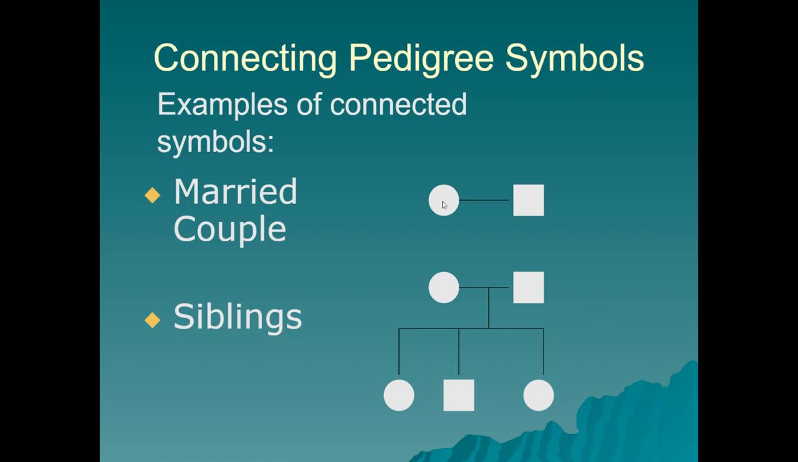So the married couple will be female, male with a horizontal line connecting them. Siblings, you can see them connected with the parents. The parents are up here. One line comes down from the middle line. And then you have your daughter, son, and daughter. These are three kids. And this is the brother of this gal, and this is the sister of this boy.